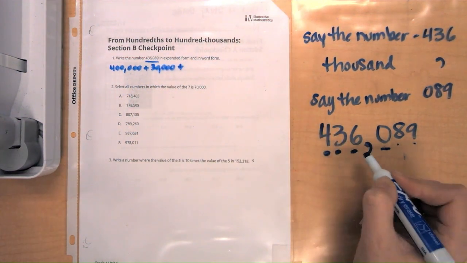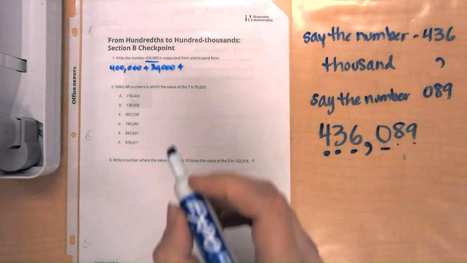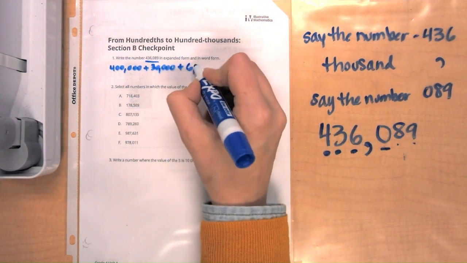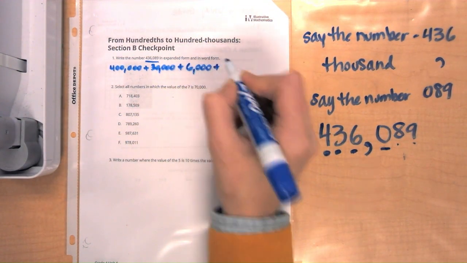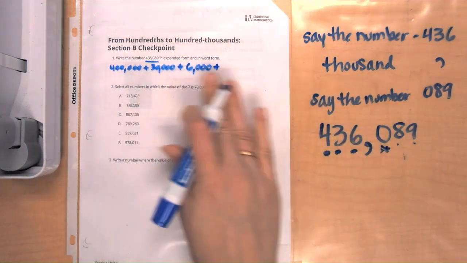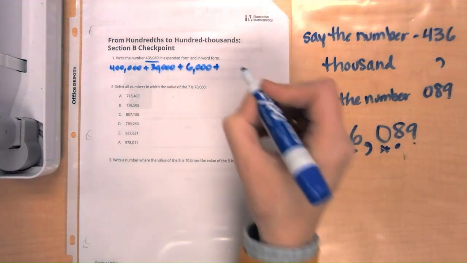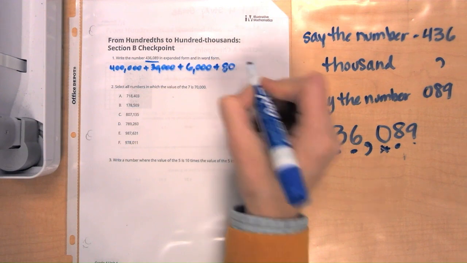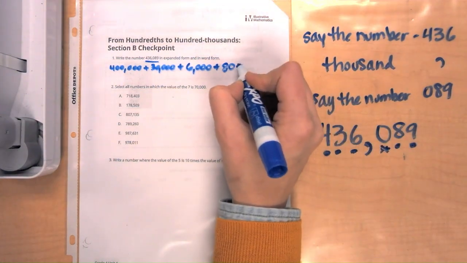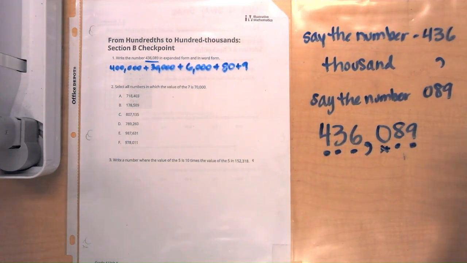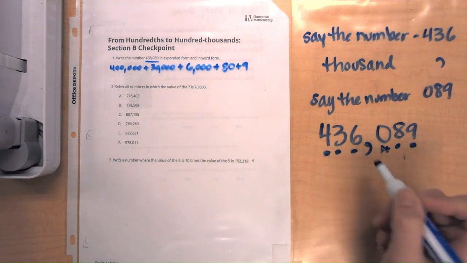Add the value of the 6. The value of the 6 is 6,000. There are no hundreds, so we don't write anything. The value of the 8 is 80, and the value of the 9 is 9. We simply write the value of each digit.